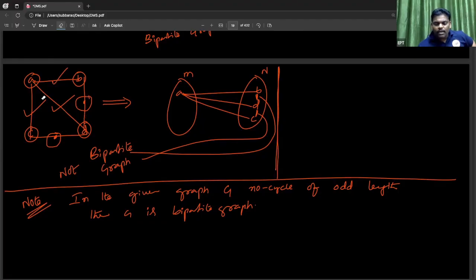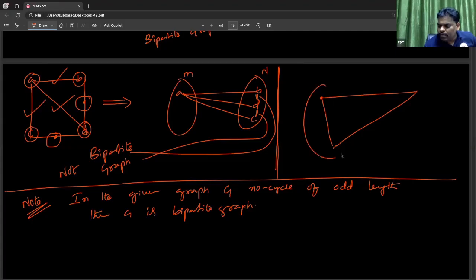In the given graph, odd length. See everyone, odd length cycle. 1, 2, 3. Cycle means what? Cycle means closed one. It is odd length, 1, 2, 3. A 3 length cycle. The problem with the 3 length cycle is, 3 length is odd length. See, 1, 2, two edges are over. So one more, 3. So within the M there is an edge. That is the meaning of this.